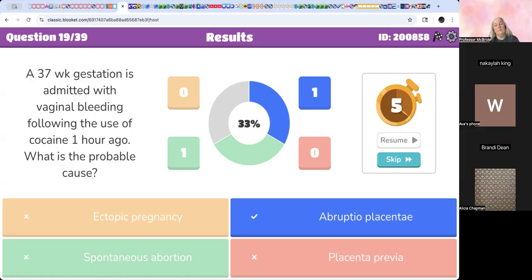Pain. Placental abruption is painful, right? So we could see pain, we could see a board-like rigid belly, in addition to the bleeding, in addition to the late decelerations.